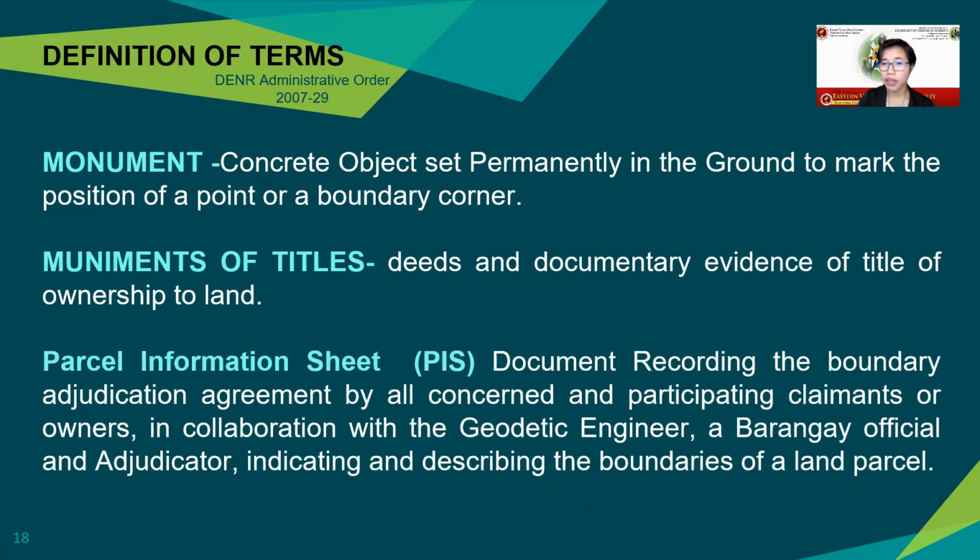So we have also the PIS. This is the partial information sheet. This is document recording the boundary adjudication agreement by all concerned and participating claimant or owners in collaboration with the GE, barangay official, adjudicator, and indicating the describing boundaries of a land parcel.